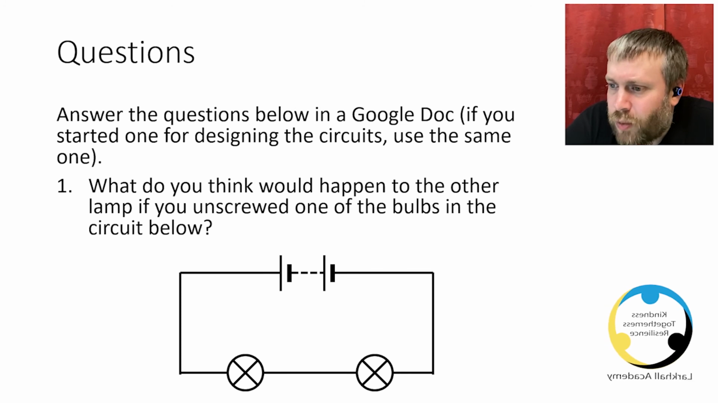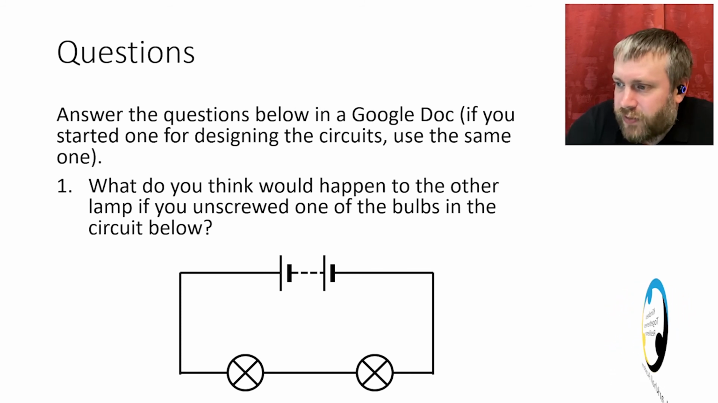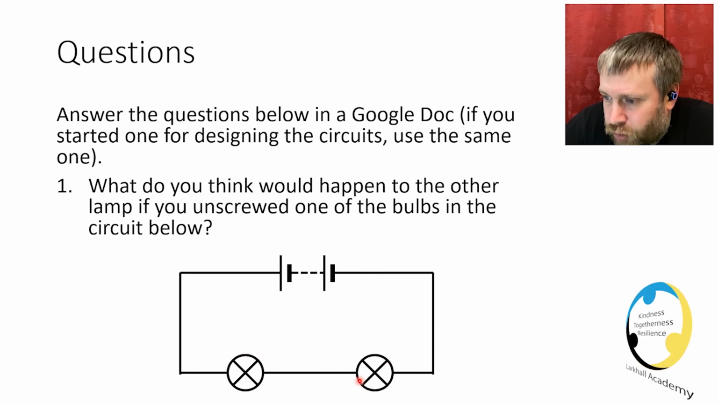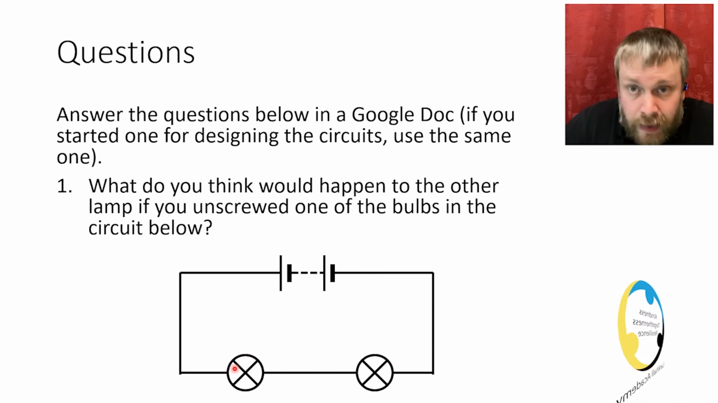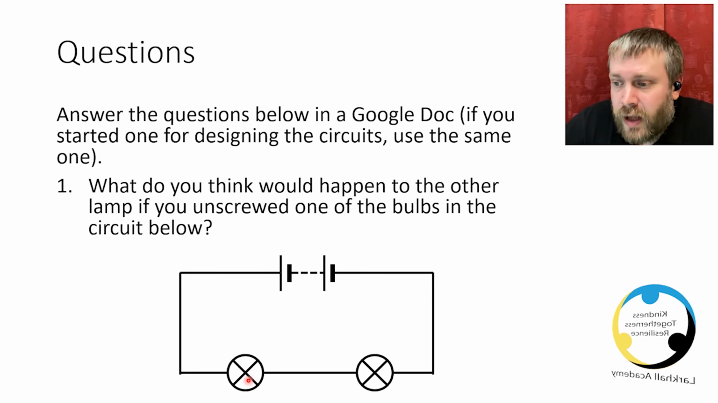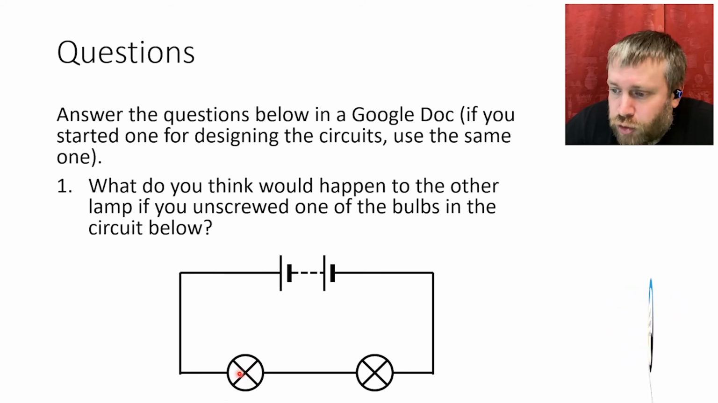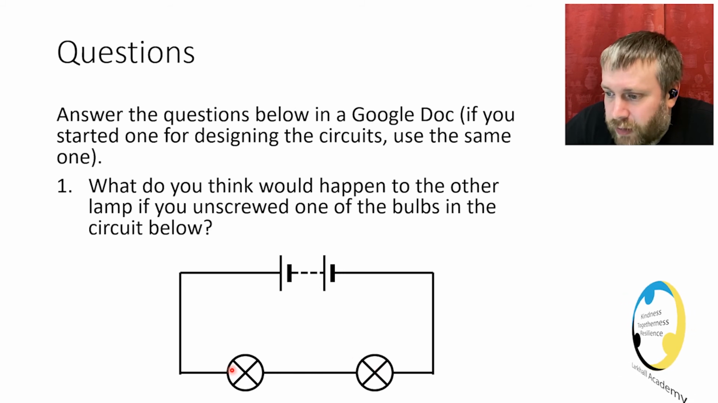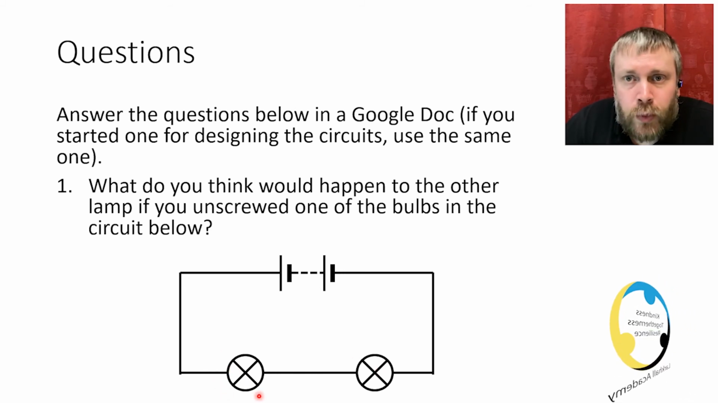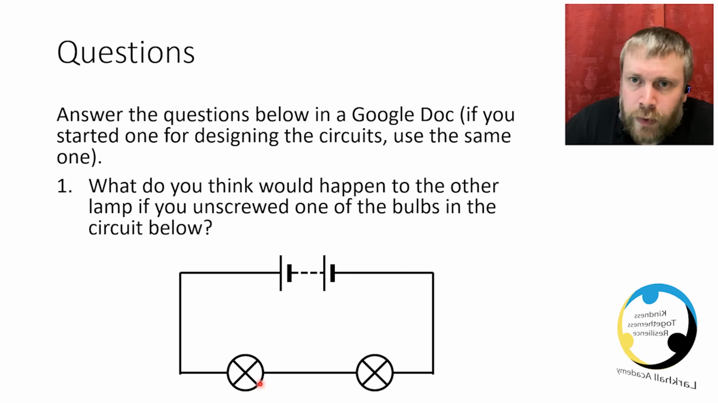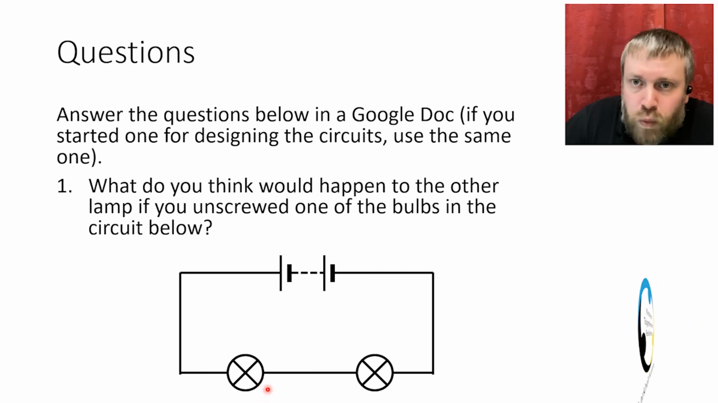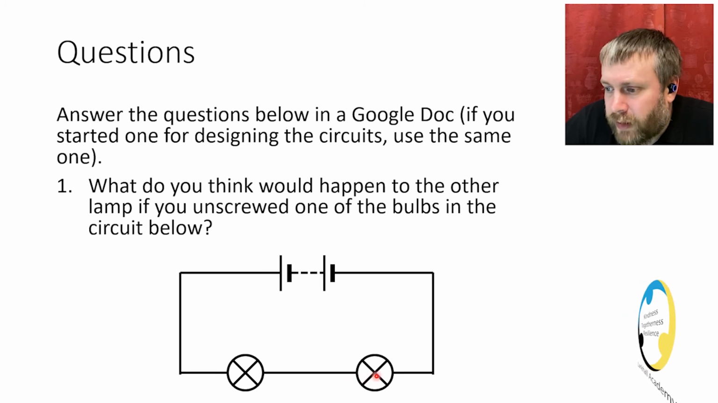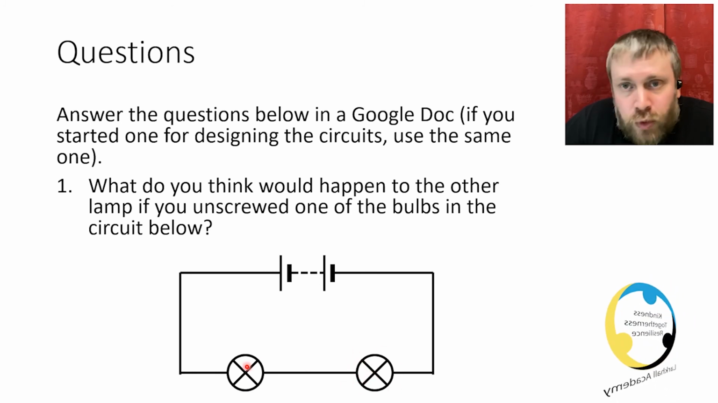So question here, what do you think would happen to the other bulb if one of these were unscrewed? I'm using bulb quite specifically here because this is obviously a lamp. If we unscrew the bulb from one of these lamps, what would happen to the other light? Would it stay lit up? Would it go out? Would it get dimmer? Would it get brighter? What do you think is going to happen? So if you unscrew one of these bulbs from its lamp, what's going to happen to the other one?